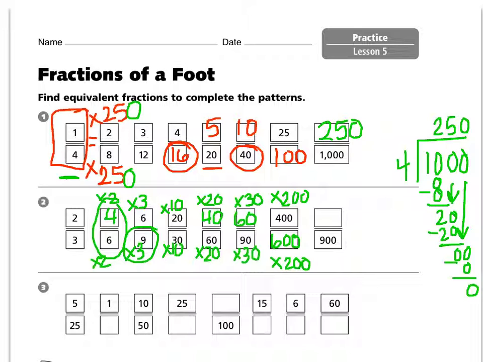Now 3 times what equals 900? I know, looking back here, I had 3 times 3 equals 9, so 3 times 300 equals 900. Do it to the numerator, and I have 2 times 300. I have 2 times 3 is 6 with 2 zeros.